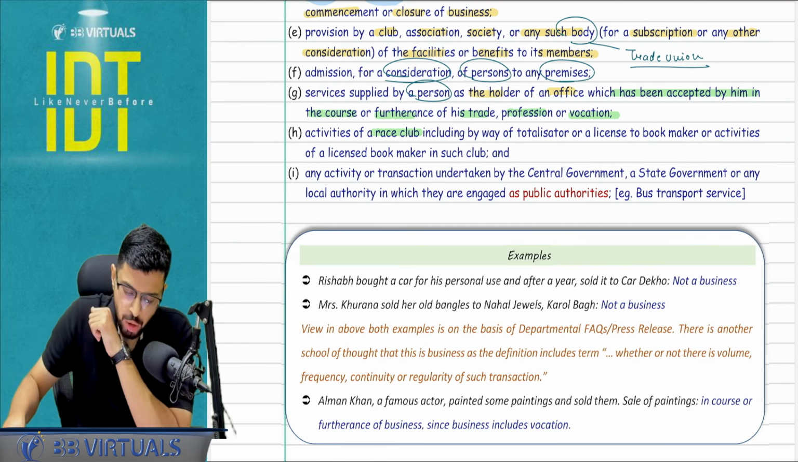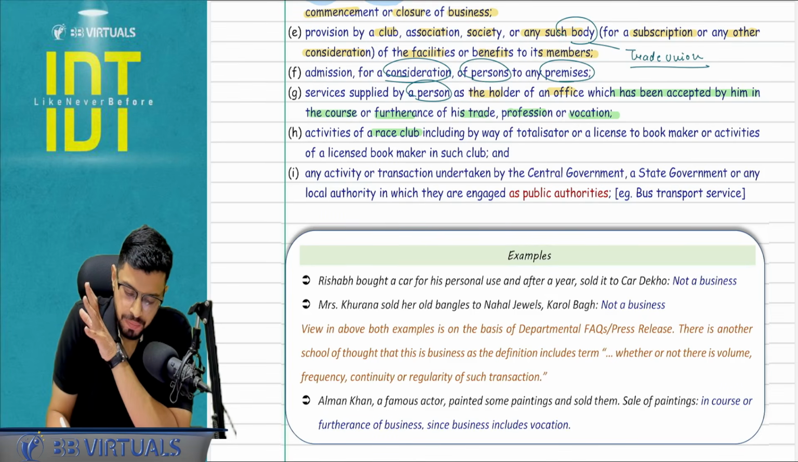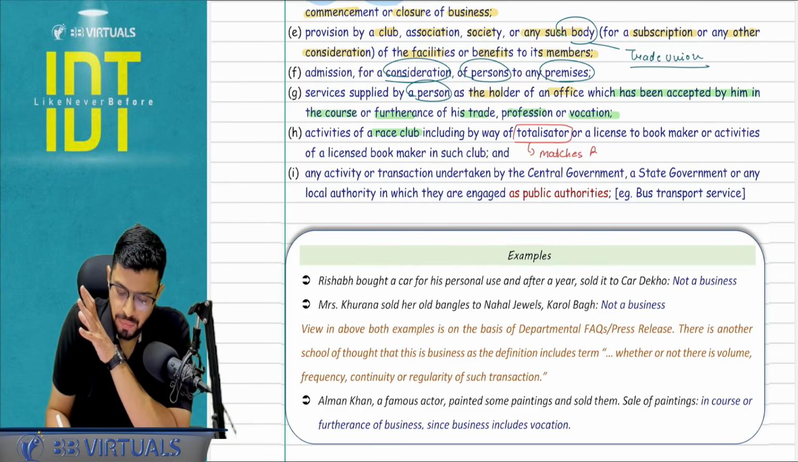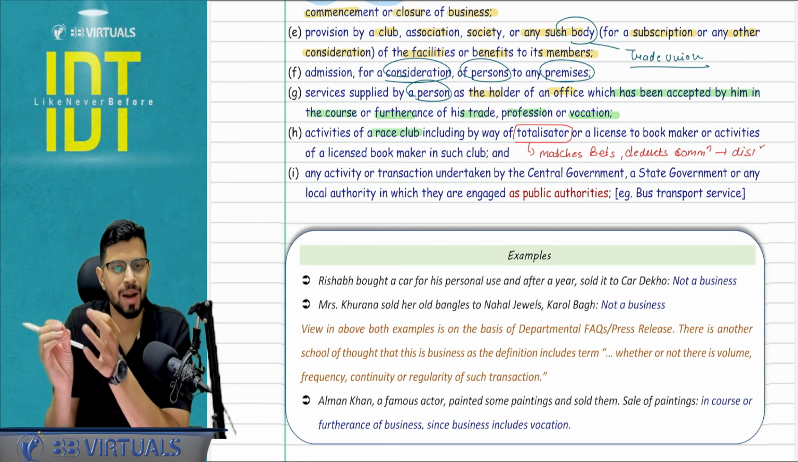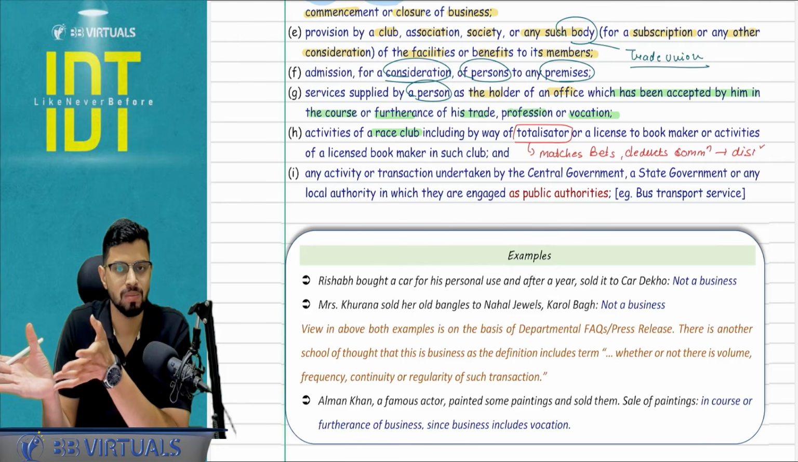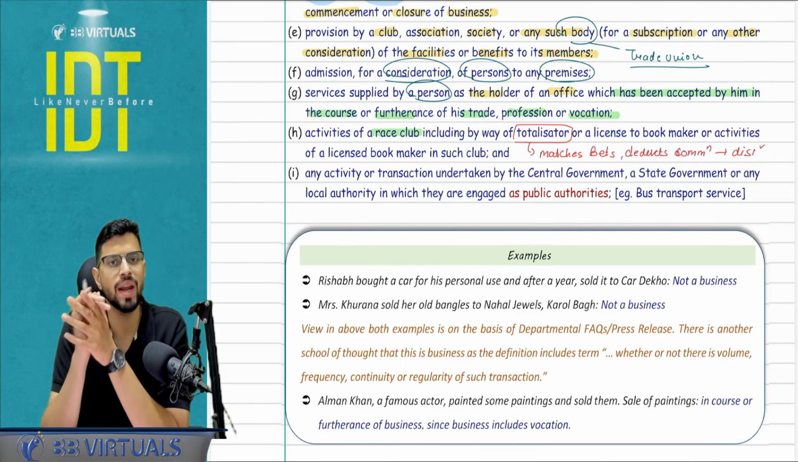Sir, what is the meaning of this word totalizer? Totalizer is kind of a mechanism which matches the bets. It deducts the commission of the organizer and then distributes the net amount, the balance amount, to the winners. Just a part of a system of this club. So those race clubs are also providing business.